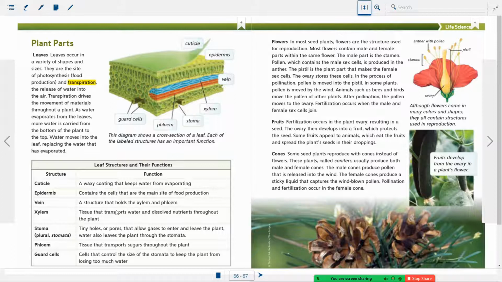Xylem is the tissue that transports water and dissolved nutrients throughout the plant. The stoma or stomata are the tiny holes or pores that allow gases to enter and leave the plant, and water also leaves the plant through the stomata. So when a plant uses up carbon dioxide and then it releases oxygen, those are also through the stomata. The phloem is tissue that transports sugars throughout the plant. So that's the food that's made during photosynthesis. The phloem allows it to move throughout the plant. And the guard cells control the size of the stomata to keep the plant from losing too much water.